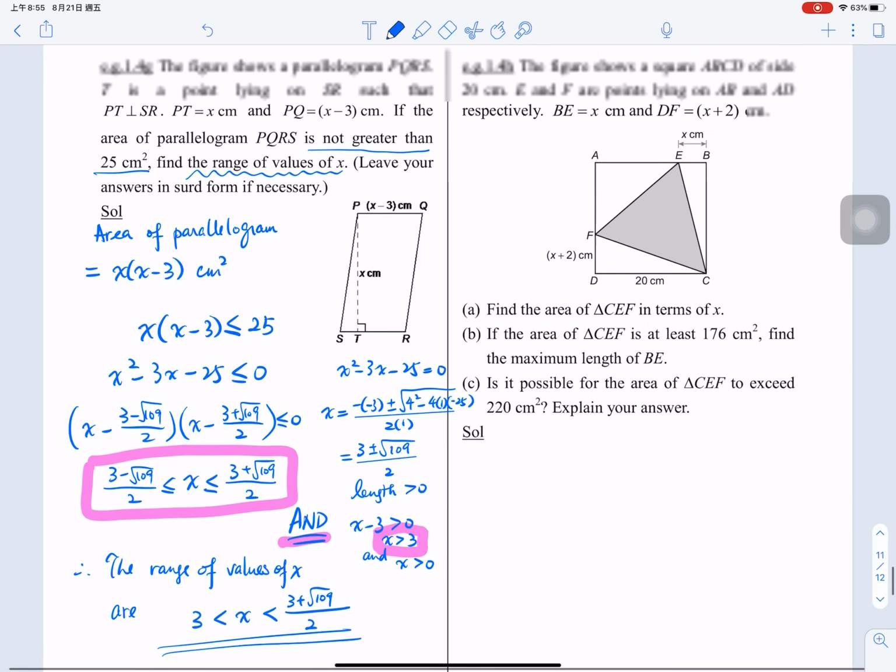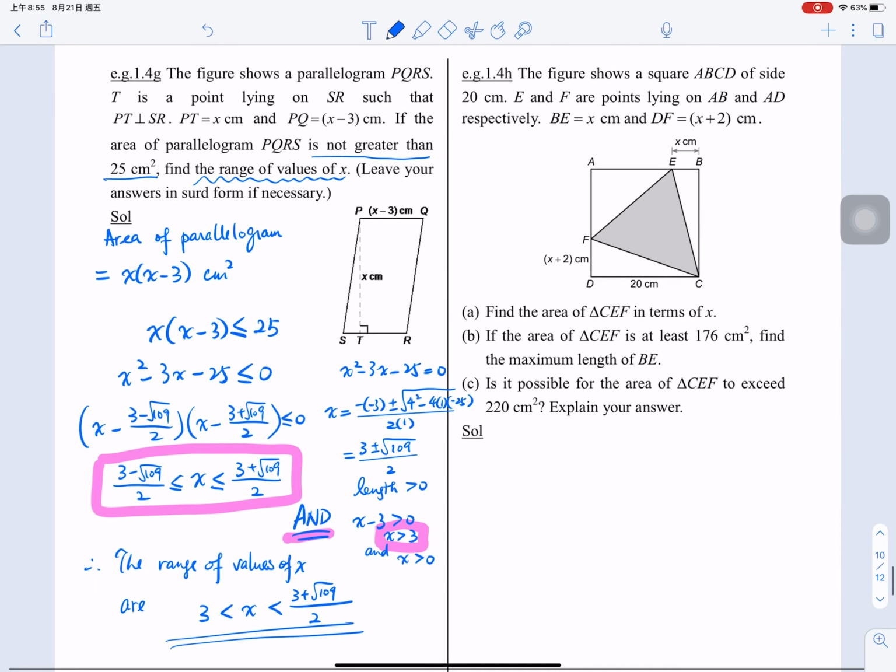So for this question about parallelogram, I think you need to pay attention to the last step. You can find out the area. You know the area has a condition, right? Then after solving it, think more. Any other condition you need to satisfy, for example, the length greater than 0. Okay, so at the end you can find the range correctly.